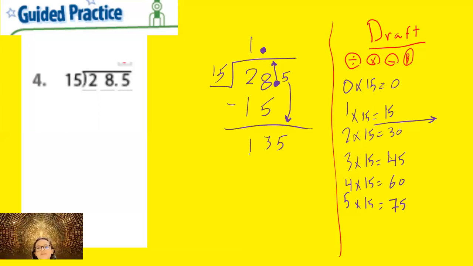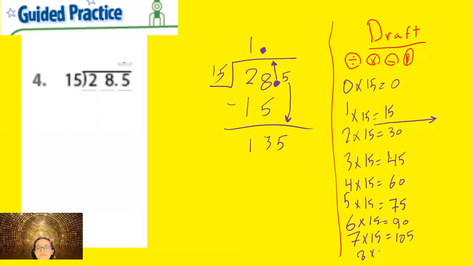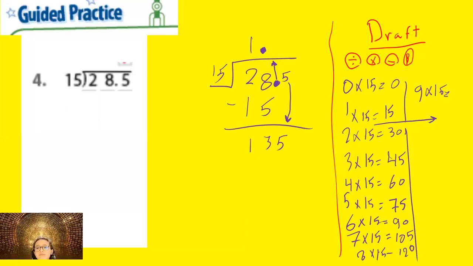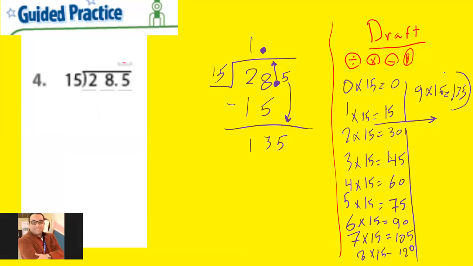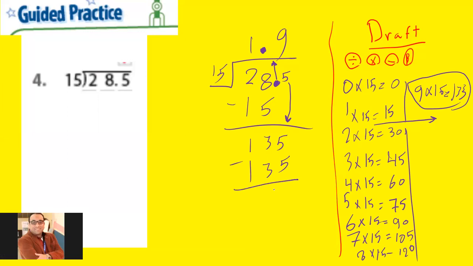Okay. Bring down 5. 135 isn't found in the table, so let's try 6 multiply 15. 6 multiply 15 equal 90. 105 with the 7. Still need more. 15 equal 120. We still need more. 9 multiply 15 equal 135. Exactly what we were searching for before, 135. So we were right. 15 multiply 9 equal 135, minus 0.